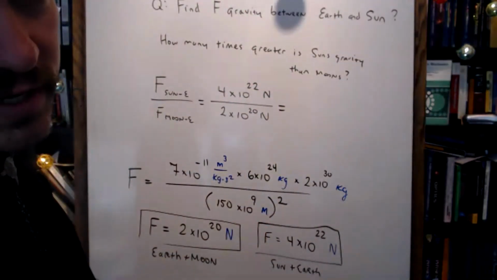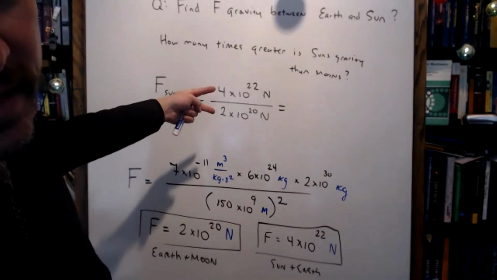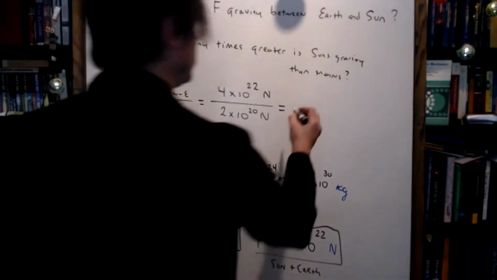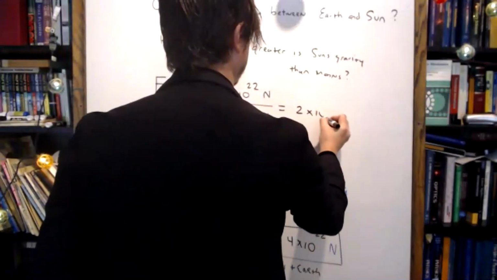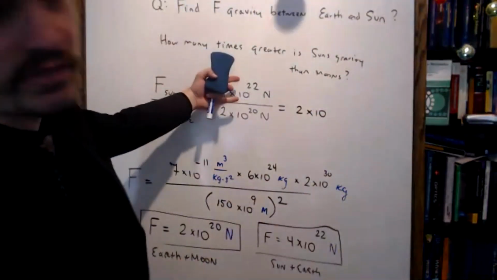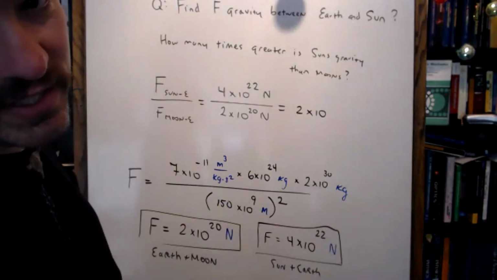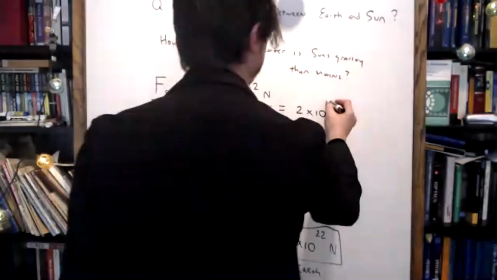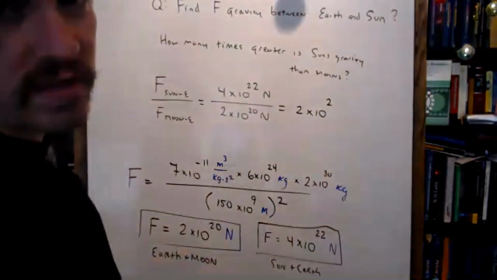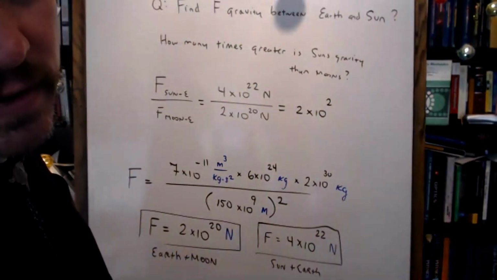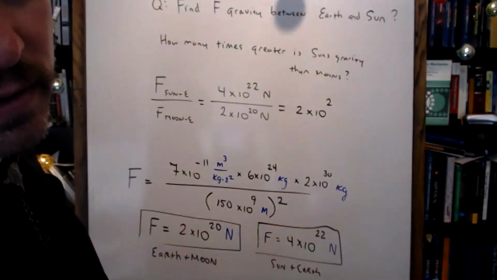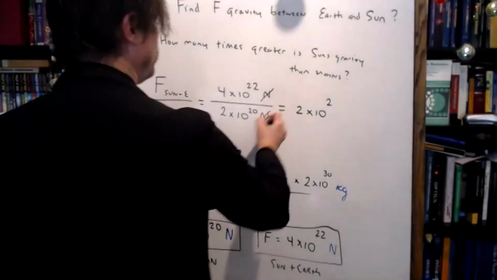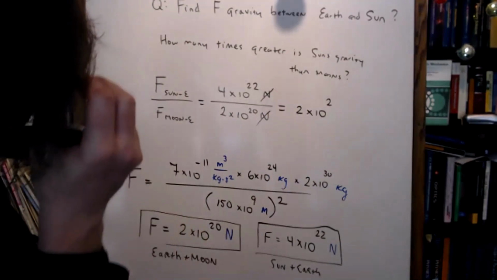Okay, Brooke, 4 divided by 2 is 2. 22 minus 20 is 2. What are the units, Brooke? Still newtons, right? No, newtons cancel. Oh, how many times greater?